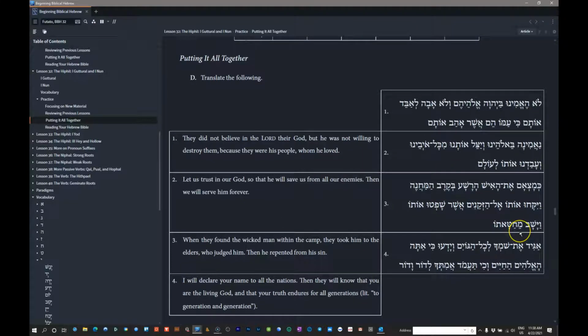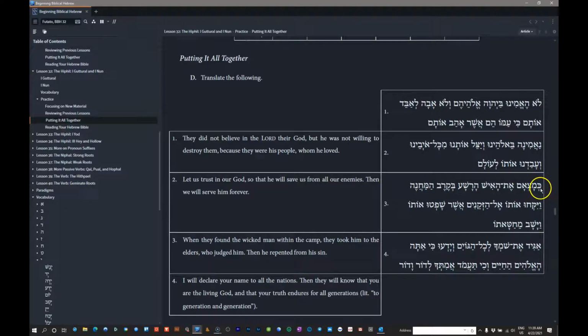All right, let's just do number 3. So again, I'm expecting a verb. I see something that begins with a letter that could be a preposition, so I'm automatically thinking this is probably an infinitive. In addition to that, I do see a root here. I won't always see the root plainly like this, but here, mem tzade aleph, that's a root that I recognize.